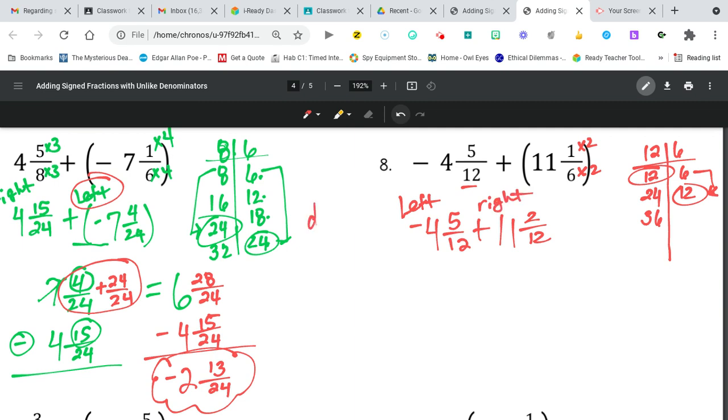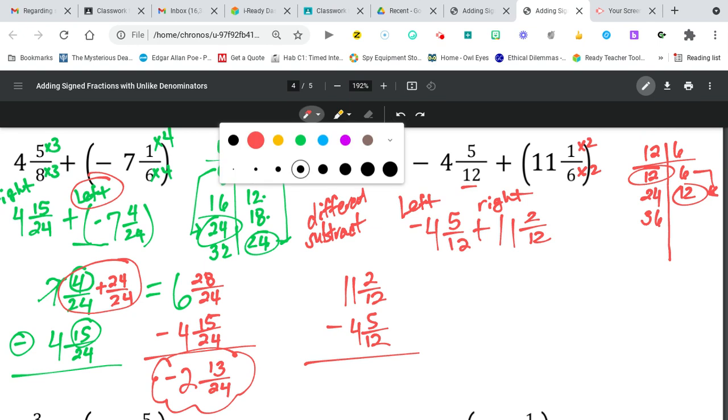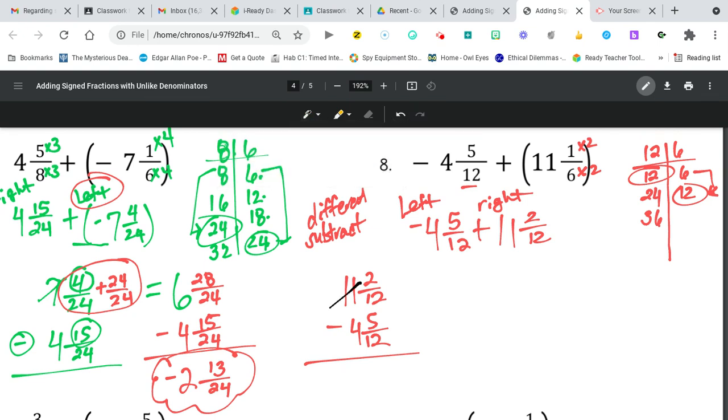So if they're different, of course, we should remember that we're going to subtract and put the larger group on top. The larger group is the one with the 11 as a whole number. So I'm going to put it on top. 11 and 2/12 minus 4 and 5/12. Well, I can't start off with 2 and take away 5. I'm going to have to regroup on that, okay? So I'm going to borrow 1 from the 11 and make it a 10.